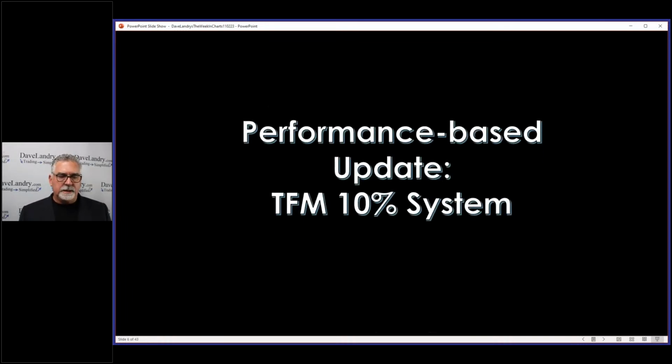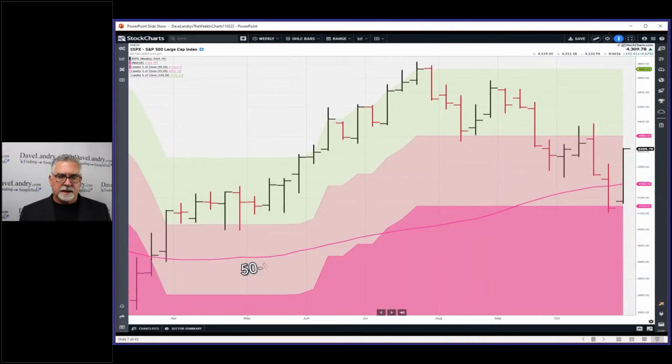All right, let's do a quick update on the TFM 10% system, and there's some follow-up questions I want to cover. So the TFM system uses a 50-week simple moving average, and this is on a weekly chart. So you can see right here is weekly charts. And then I put in these zones recently, and I'll explain those in just one second. It's also based on a 50-week closing high. So everything pivots, so to speak, off of that. And you can see the parameters over here. So the original indicator was 90% of the 50-week closing high.